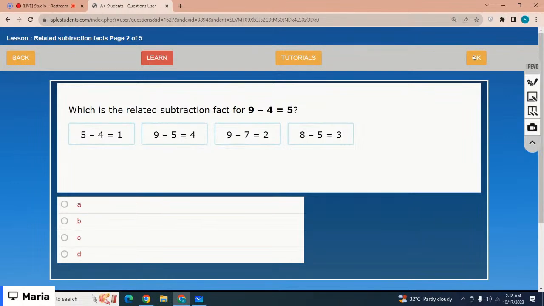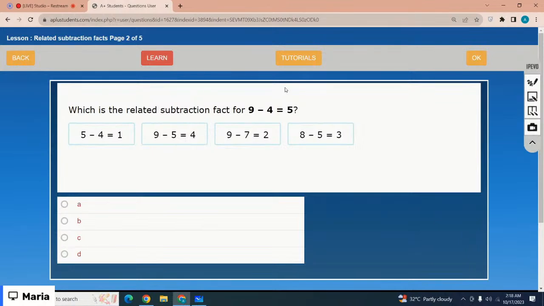Which is the correct option? Very good. That would be option number B. 9 take away 4 equals 5. And the related subtraction fact is 9 take away 5 equals 4, right?